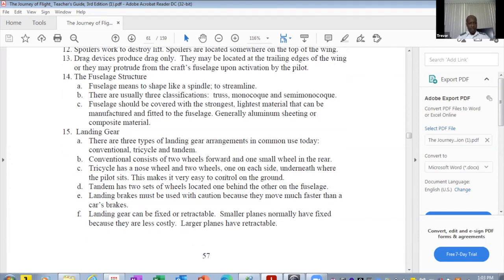Okay, thank you, David. There are three types of landing gear arrangements in common use today: the conventional, tricycle, and tandem. The conventional consists of two wheels towards the rear and a nose wheel. The tricycle is the same thing: you have two wheels at the rear, in the middle, and underneath the nose you have a nose wheel. The tandem, have you ever seen the Blackbird?